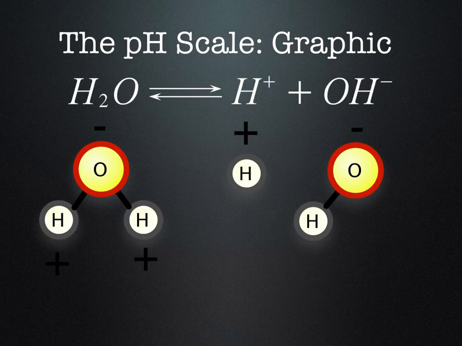We can illustrate the pH scale using this graphic. We start off with water, which looks kind of like Mickey Mouse. And when it breaks apart, you get a hydrogen ion, which is also known as a proton because it's lacking an electron, and a hydroxide ion. Again, a hydrogen ion can sometimes be known as H3O plus since it tends to associate with a water molecule and can be called a hydronium ion.